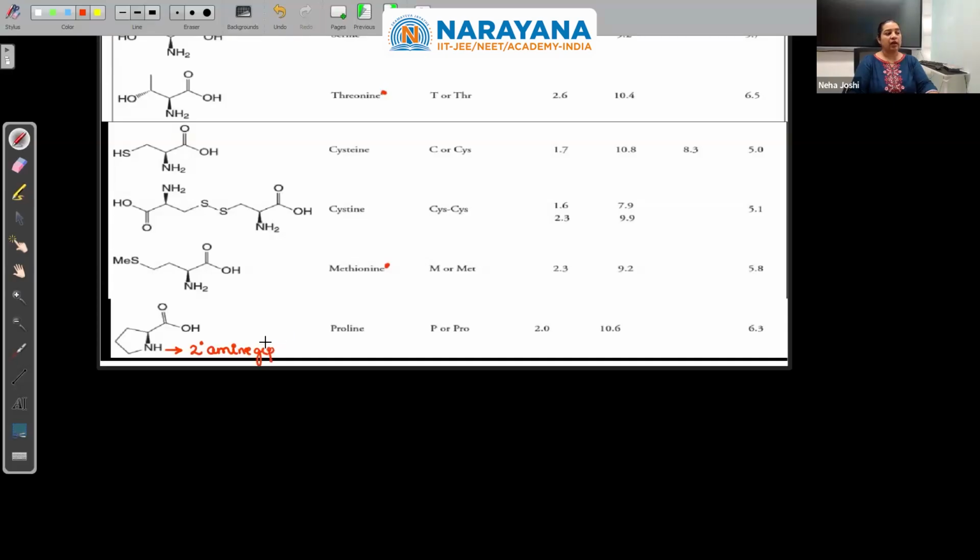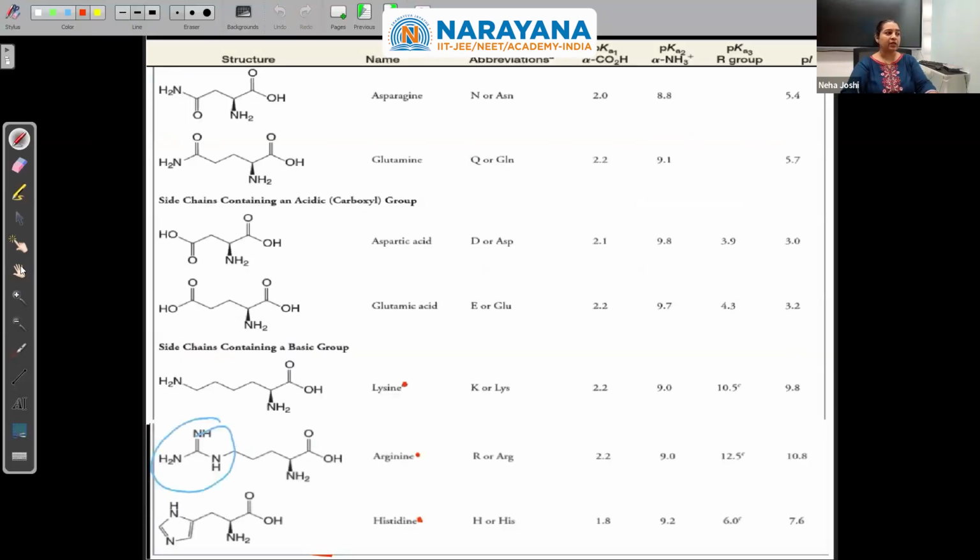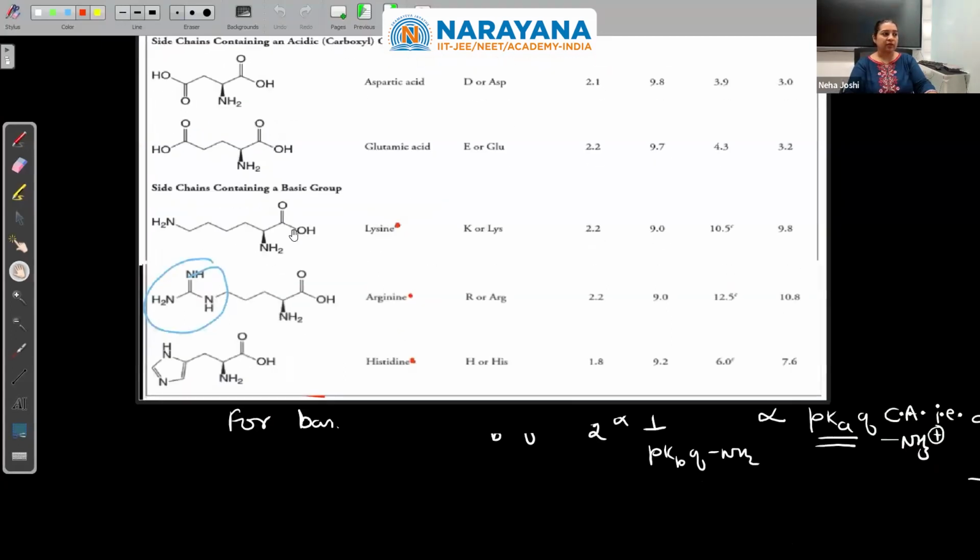The others all have a primary amine group at this alpha center. Here comes asparagine. Okay, before that I want to go to aspartic acid. It is CH2COOH. Glutamic acid is CH2CH2COOH. If you take the amides of these two, aspartic acid amide is asparagine, and glutamic acid amide is glutamine.